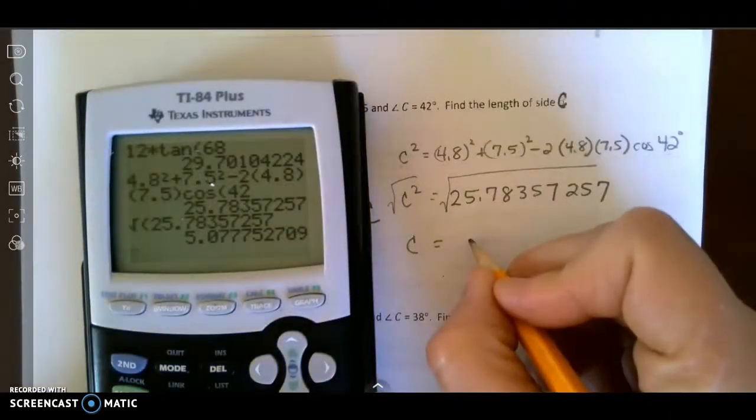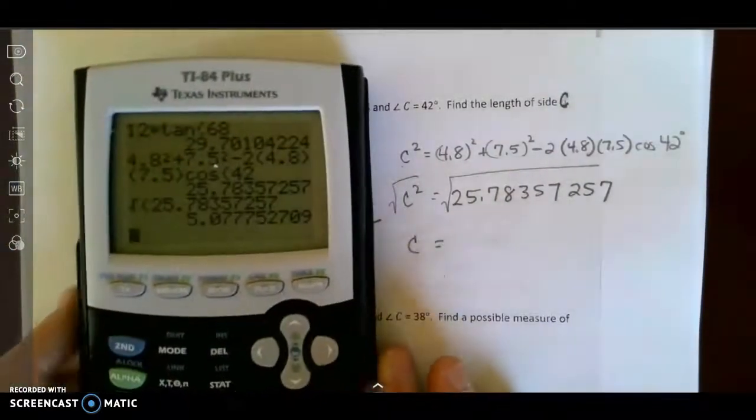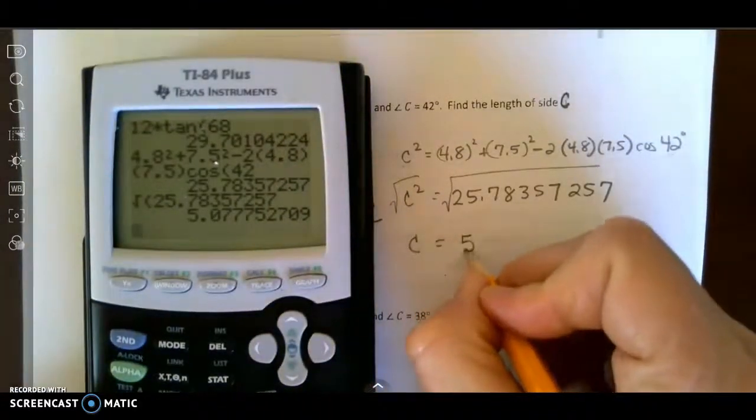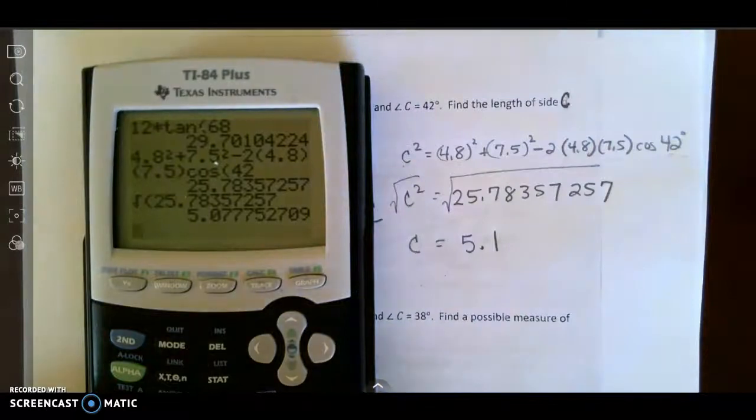And I get... does it say what to round to? It doesn't, but all of those are rounded to the nearest tenth. So I'll round to the nearest tenth, and I get 5.1. Okay.